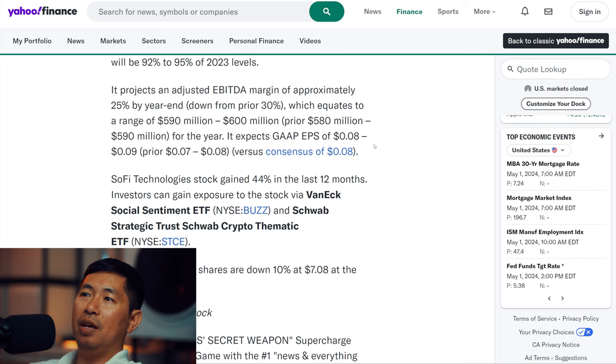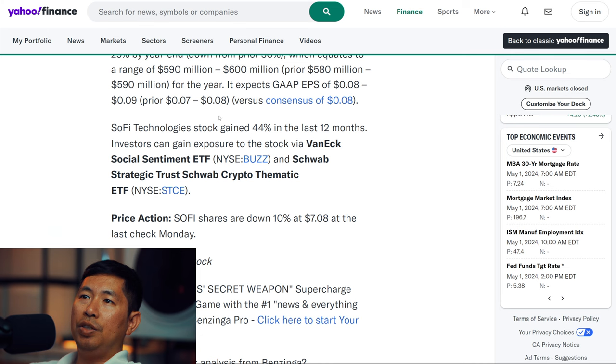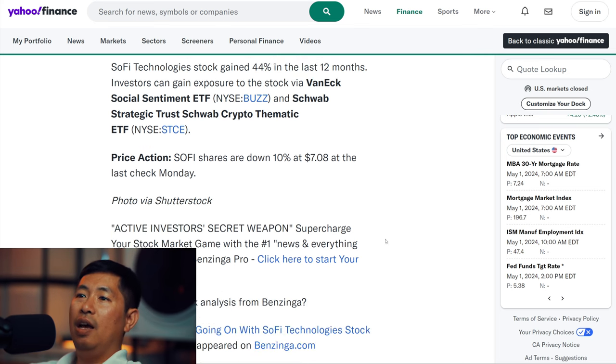It expects GAAP EPS of 8 cents to 9 cents, prior 7 cents to 8 cents, versus consensus of 8 cents. SoFi Technology stock gained 44% in the last 12 months, and in price action, SoFi shares are down 10% at $7.08 at the last check Monday.